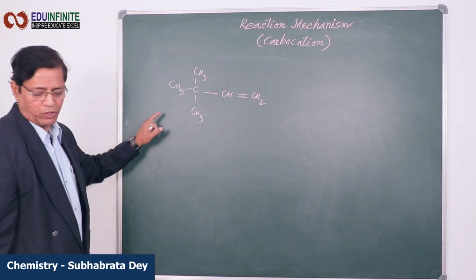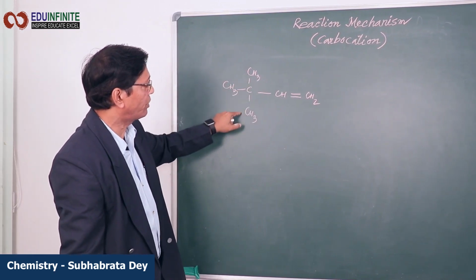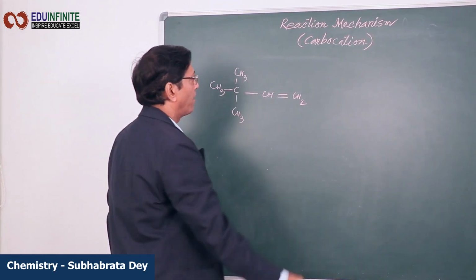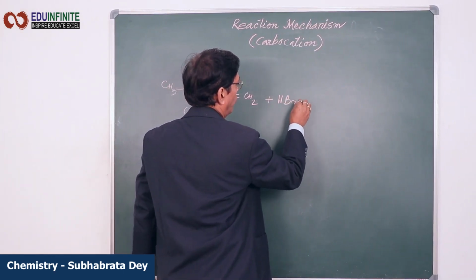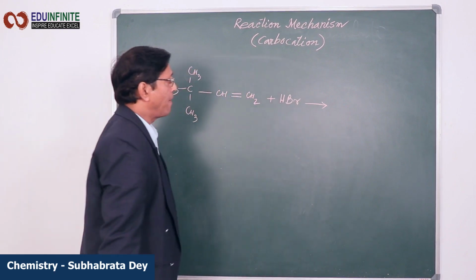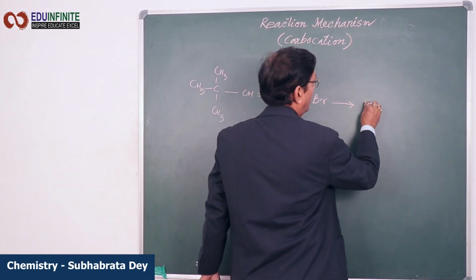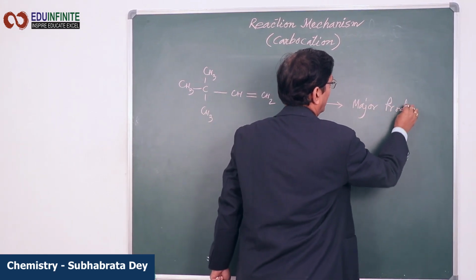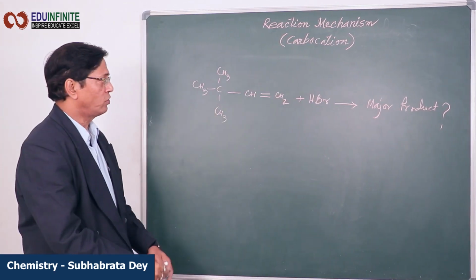What is the name of this compound? This is 3,3-dimethyl butane. The question is, as per MCQ, 4 options are given, but I am not giving you the options. I am asking you what will be the major product in this case. What will be the major product in this case?